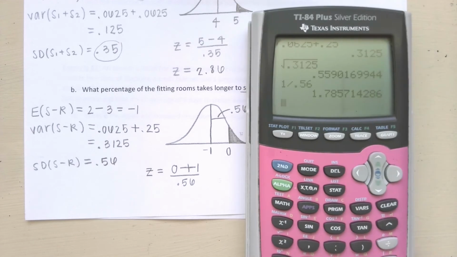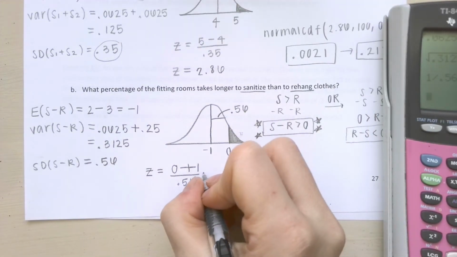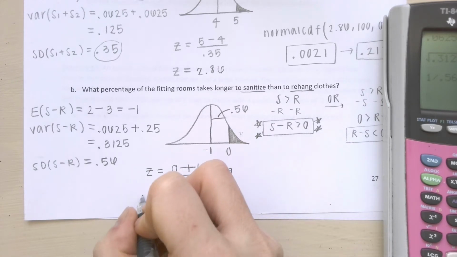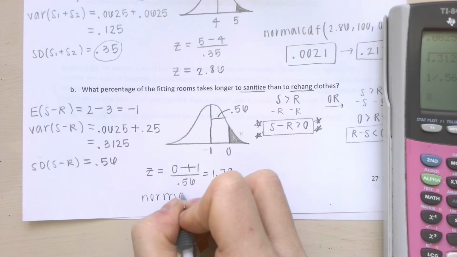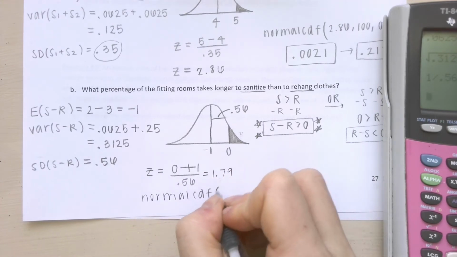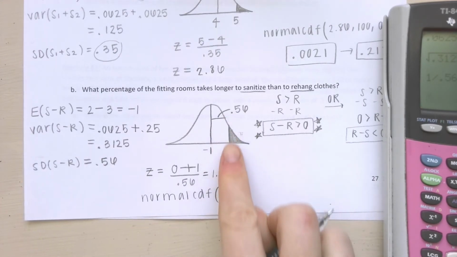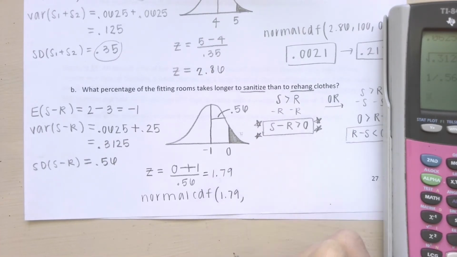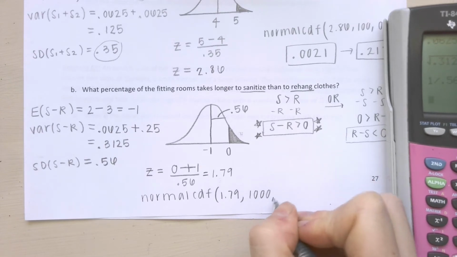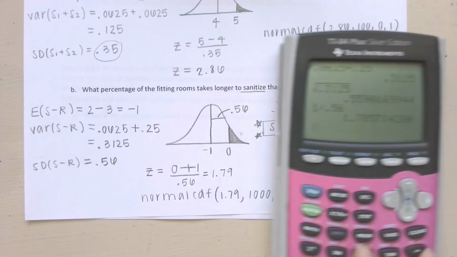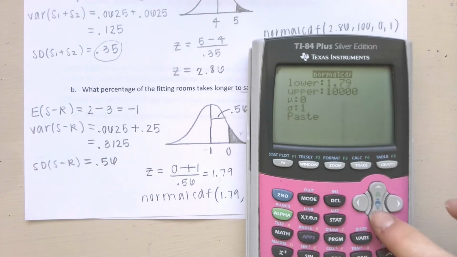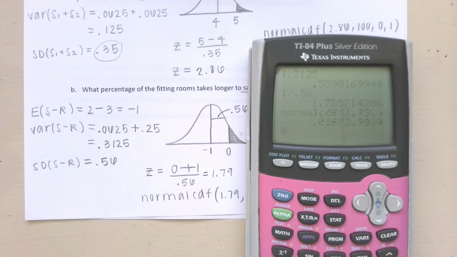We should get 1.79 as our z-score. Once I have my z-score, again, I'm going to be using normal CDF. My lower bound is the 1.79. That's where my shading began. My upper bound is a very large number. So on my calculator, second bars, normal CDF, starting at 1.79, ending at just a very, very large number.